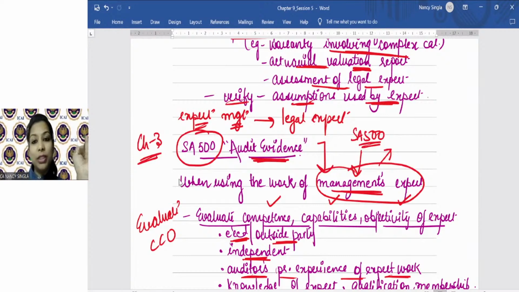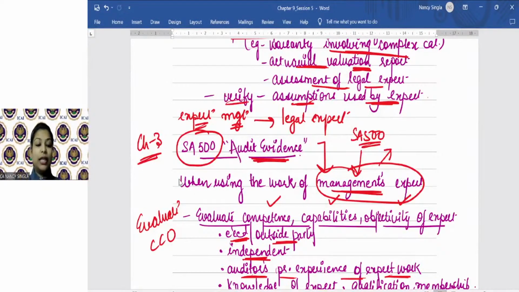So students, I hope this is clear. Management expert का definition is given in SA 500, which says the services of an expert taken by the management in the field other than accounting and auditing. ठीक है प्रणव, is it clear?